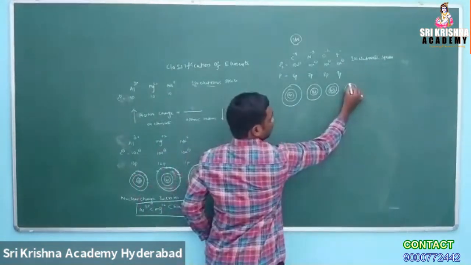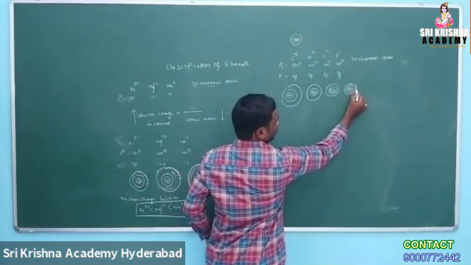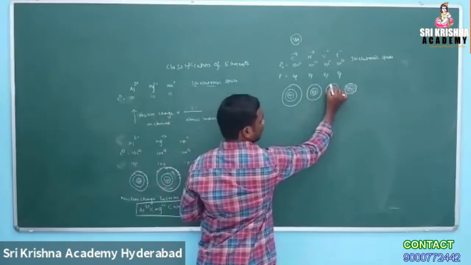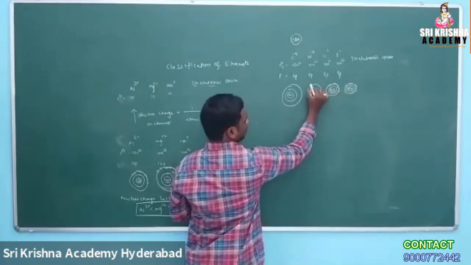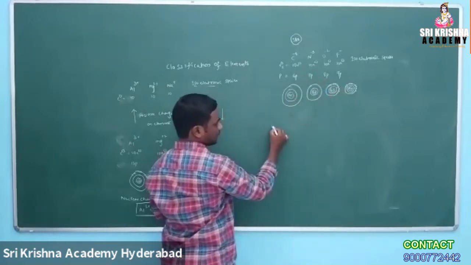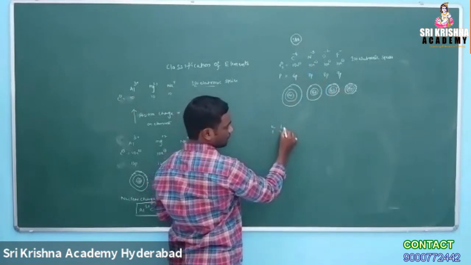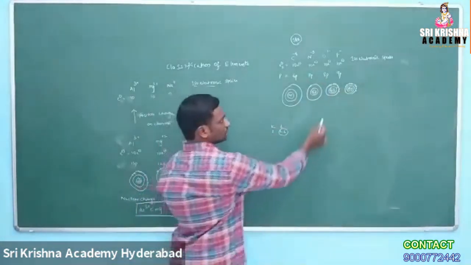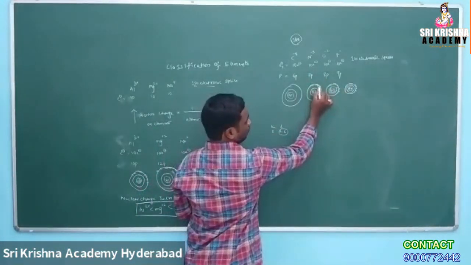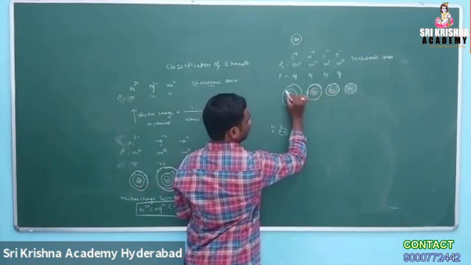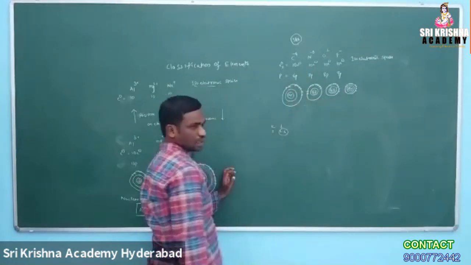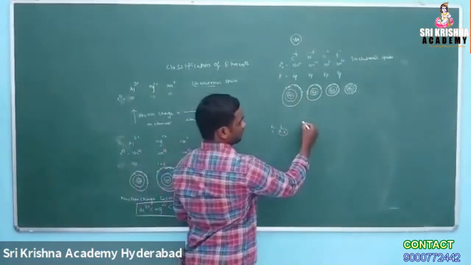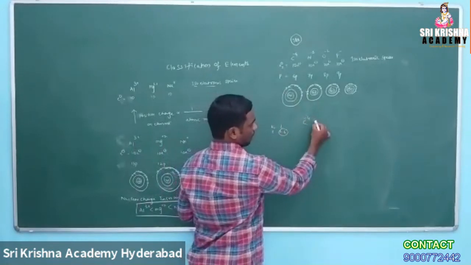The outer shell electrons: 1, 2, 3, 4, 5, 6, 7, 8 electrons are there. Here also the outer shell has 8 electrons, and here also the same 8 electrons. For 10 electrons, we write K shell 2 electrons, L shell 2, 6, so 8 electrons are in the outer shell. So which one is larger in size? C4- is the larger size, with more atomic radius.